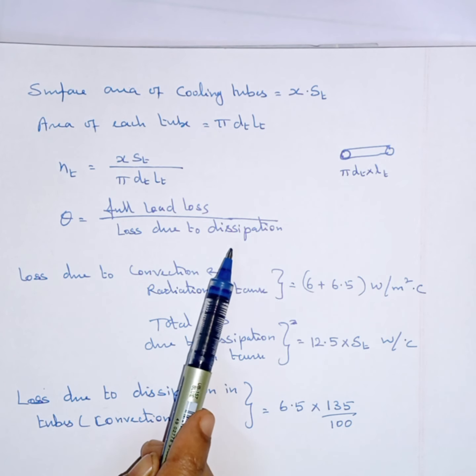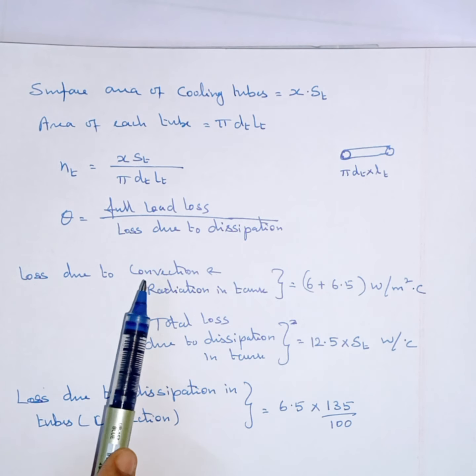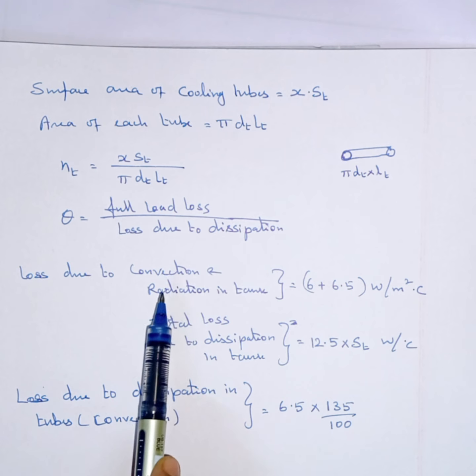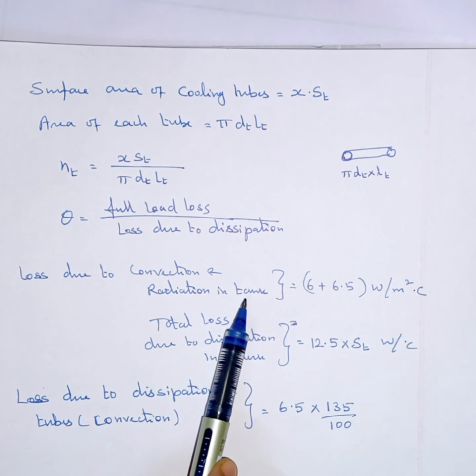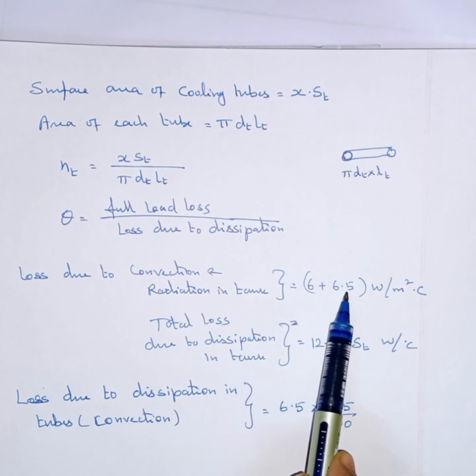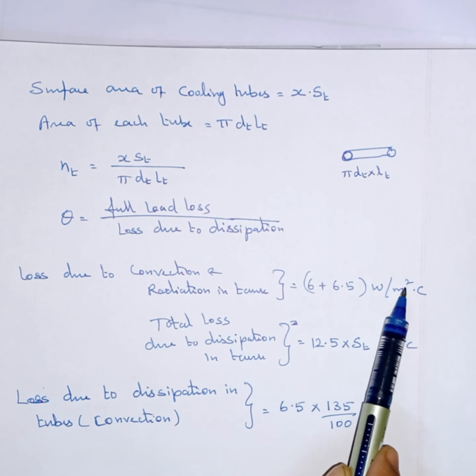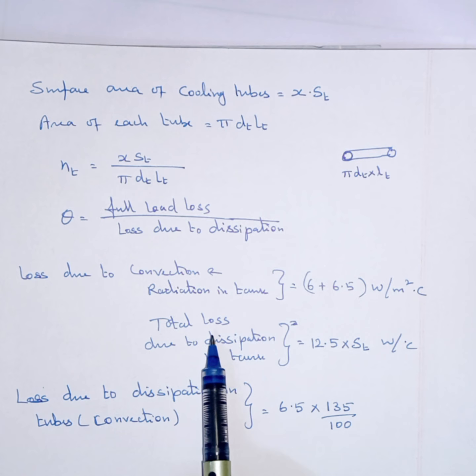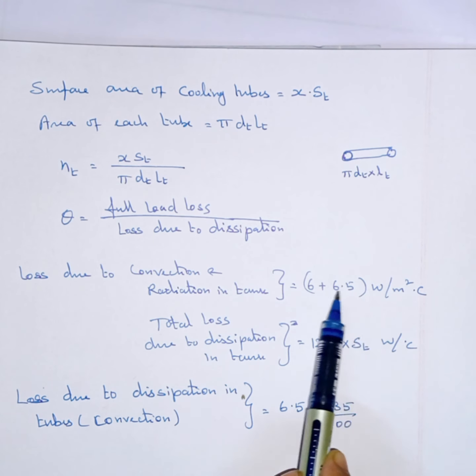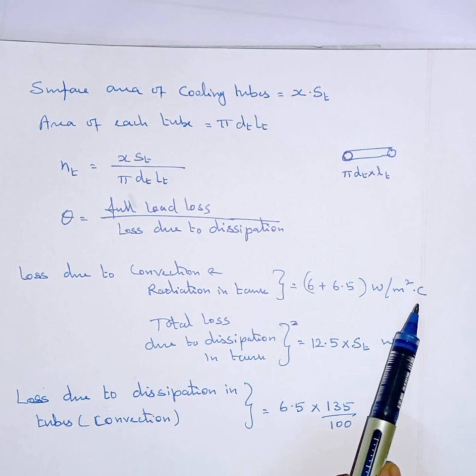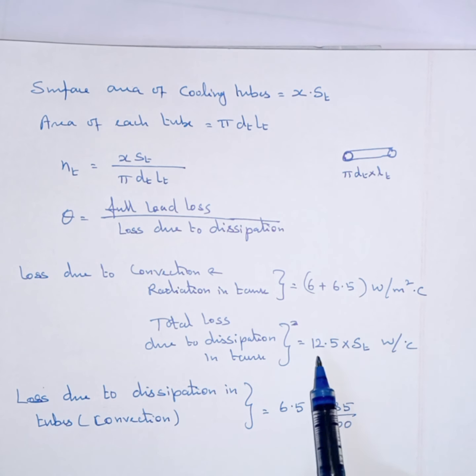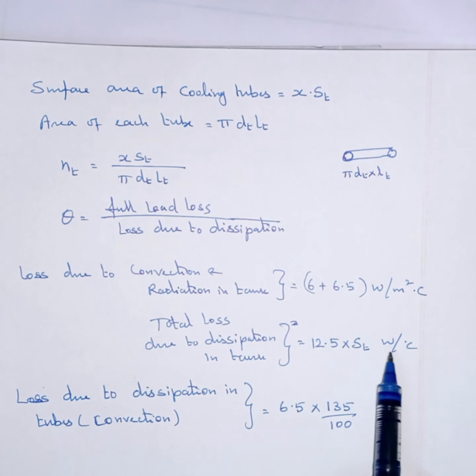The dissipation occurs because of the tank as well as the tubes. First we will consider the loss due to convection and radiation in the tank. So 6 plus 6.5 watt per meter square degree Celsius. So the total loss for 1 meter square is 12.5 watt per degree Celsius. For the entire surface, it means 12.5 into ST watt per degree Celsius.